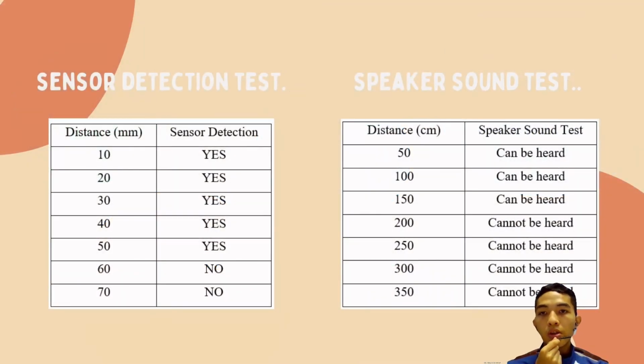This is the table for the result of the test we made. So for the sensor detection test, when the hand distance from the robot to the sensor is 10 mm to 50 mm, the sensor can detect the hand. As for 60 mm and above, the sensor cannot detect the hand. As for the speaker sound test, this is the test where we play the loud music on top of the speaker. So for the distance of 50 cm to 150 cm, we can hear the speaker. As for 200 cm and above, we cannot hear the speaker.